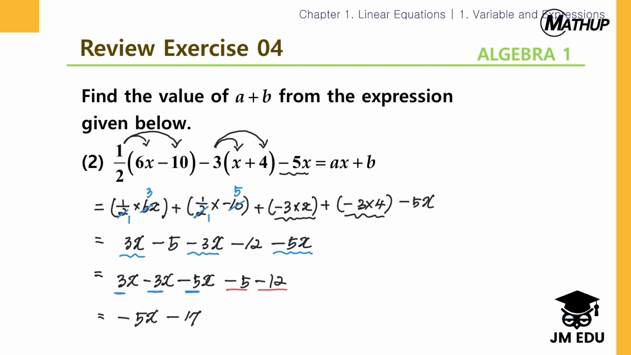So this expression is equal to ax plus b, which means a is negative 5 and b is equal to negative 17. So finally, a plus b is equal to negative 5, minus 17, which is equal to negative 22.